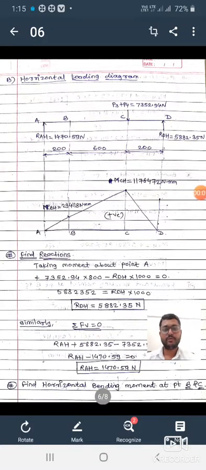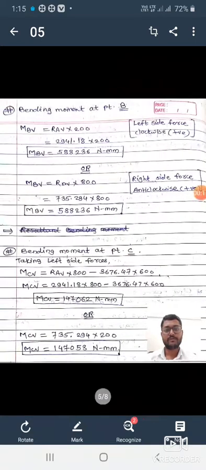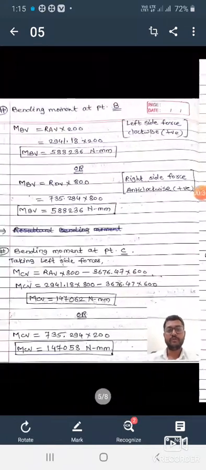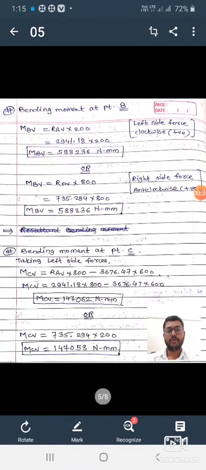Good morning, students. Today, I would like to further explain the design of a shaft. In the previous lecture, students already discussed how to design a shaft on the basis of the vertical loading diagram, that is, on the basis of the maximum shear stress theory. We already calculated the reactions and the bending moment at point B and bending moment at point C.